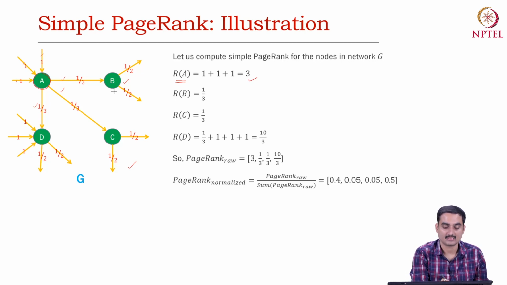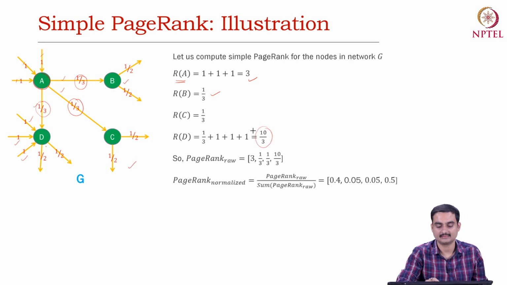What is RB? RB has only 1 inward edge, and the importance it carries is 1 by 3. So RB is 1 by 3, RC is also 1 by 3, RD is 1 plus 1 plus 1 by 3, which is 10 by 3. So these are the initial importance values. This is the raw page rank. So the raw page rank of node A is 3, node B is 1 by 3, node C is 1 by 3, node D is 10 by 3.